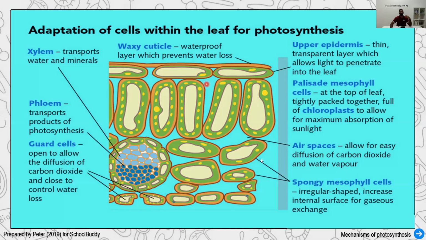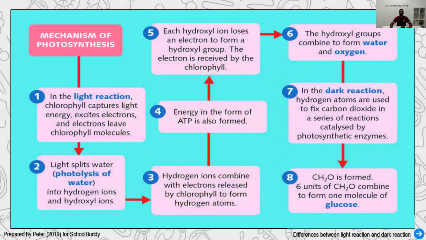So this is how the structure of a plant basically helps the leaf to continue its photosynthesis, to maintain the gas and also maintain the water. The next important part is about the mechanism of photosynthesis. In this case, we're going to see how light is important first.